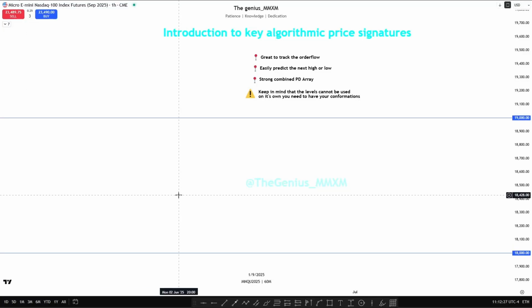Hello everyone. Today I will introduce to you the key algorithmic price signatures.